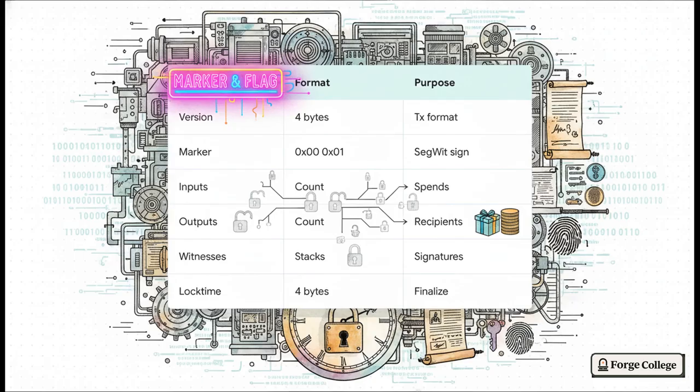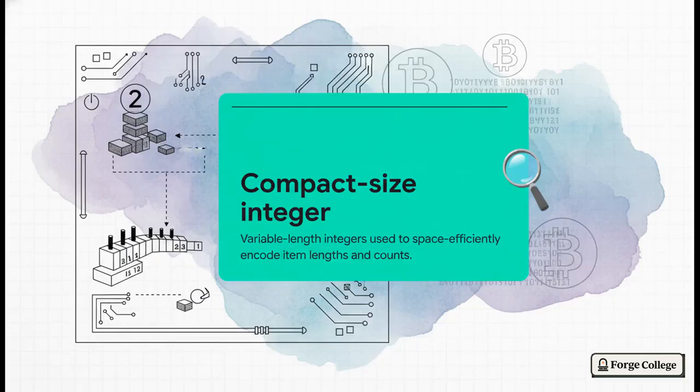Honestly, it is incredibly elegant once you see the whole thing laid out systematically. Now, as we're busy counting all these inputs, outputs, and witness items, we run into a term you definitely should know: the compact size integer. I know, it sounds highly technical, but it's really just Bitcoin's clever way of saving precious block space.